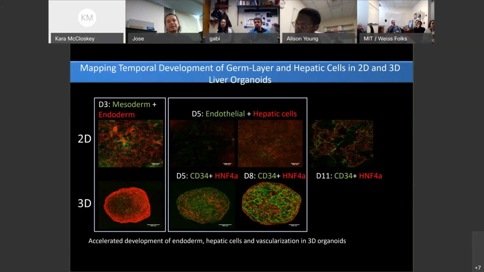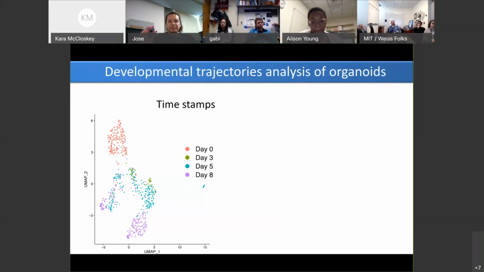Now, we really want to understand how these cells transition molecularly from iPS cells to these very different fates, how they follow these developmental trajectories. To address that question, we did a time course experiment on single cell data. Every dot represents a cell, and the different colors represent the days on which we took our samples. Day 0 represents the iPS cells, then we have days 3, 5, and 8. This is an early assessment.